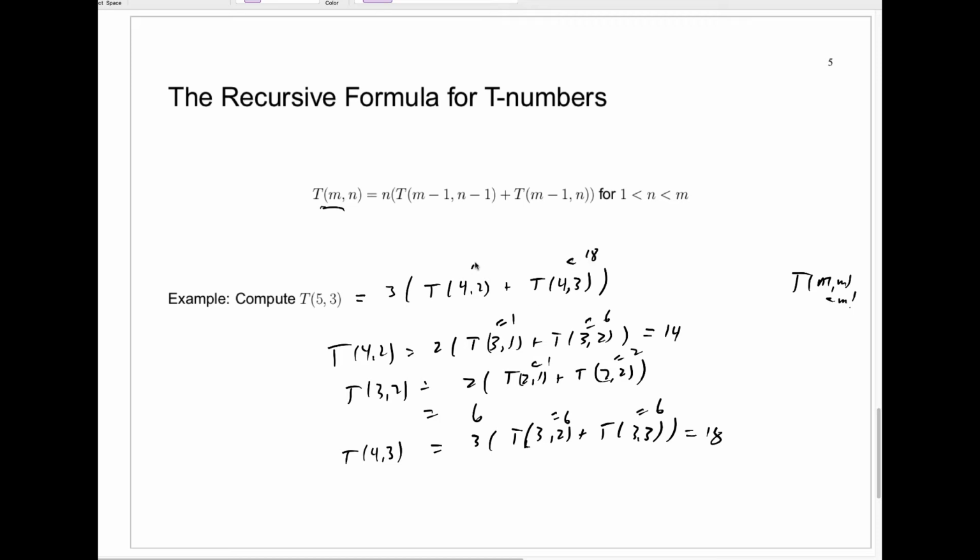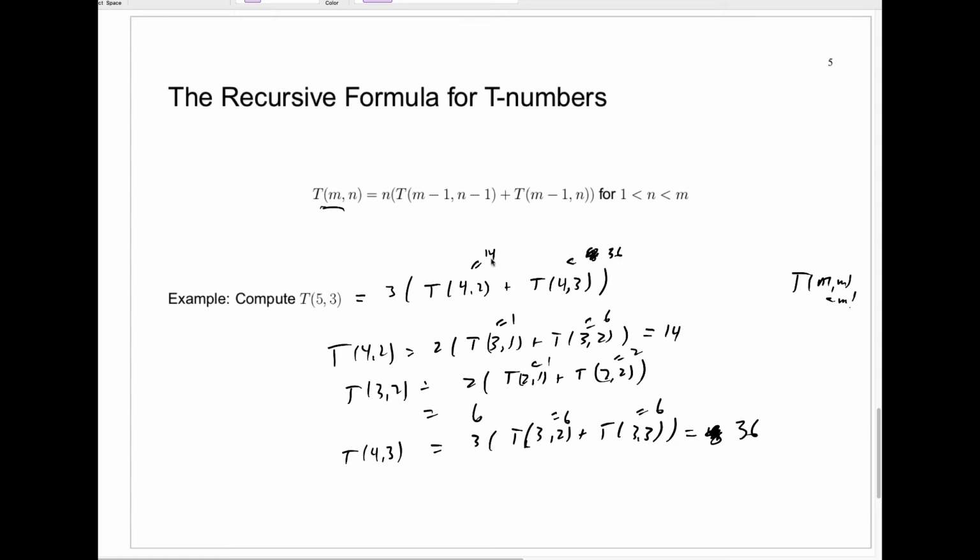And what did we compute? 14 for T42. That's not correct. What did we do wrong here? T42 was 14. T43 is 3 times 6 plus 6. It's not 18. That's 3 times 12. That's 36. Let's get this right here.